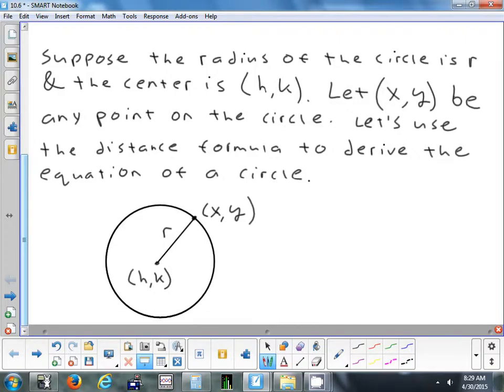Right, so here's the picture we're going to use to figure out the equation of the circle. Okay, and what I want to do is try to use the distance formula to find the length of the radius. That's all I'm going to do. I'm going to use the distance formula to find the length of the radius. And that's going to tell me the equation of the circle.